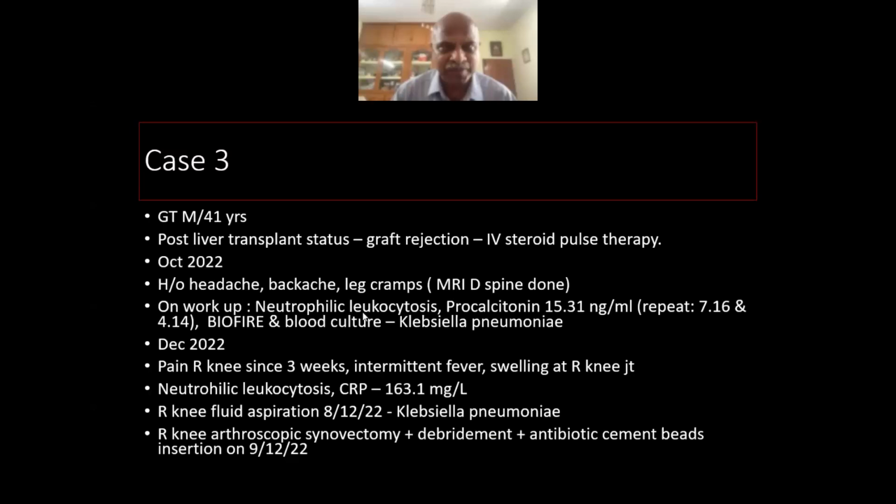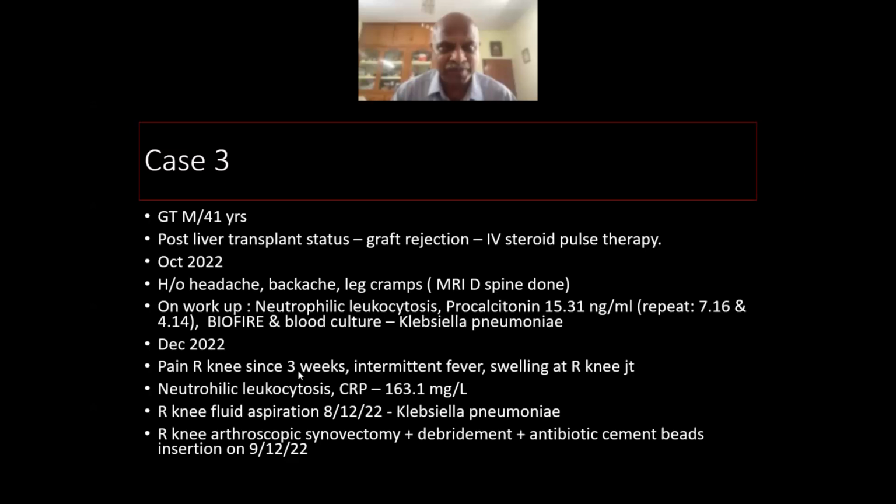Had some backache, and MR of the dorsal spine was done, which was unremarkable. But the workup showed that he had clear infection. There was neutrophilic leukocytosis, the procalcitonin levels were very high, and the PCR as well as blood culture grew Klebsiella pneumoniae. So we knew that we were dealing with a patient who's got Klebsiella pneumoniae sepsis.